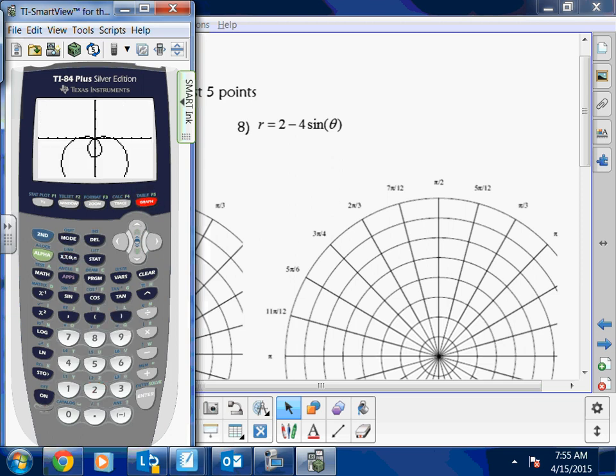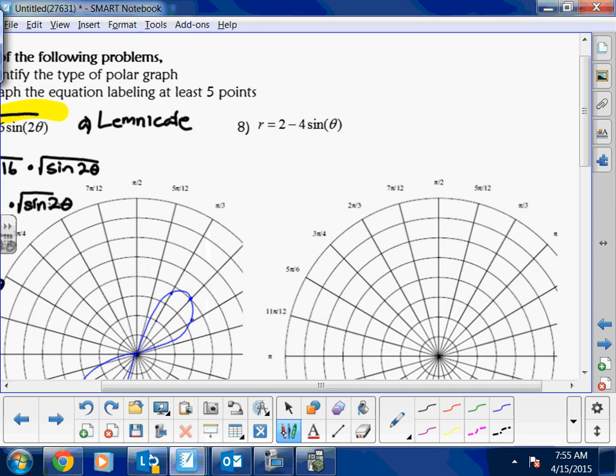Okay, so when you look at your library of functions and you try to identify which one it is, it's probably going to be a limaçon with an inner loop. And yes, it is. It's a limaçon with an inner loop. So when you talk about identification on this one, limaçon with inner loop.